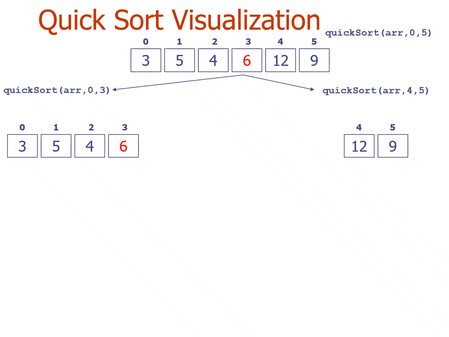Whether we include the 6 with the left subarray or the right subarray, it doesn't matter. It will always stay in its location. If we include it in the left subarray, it's always going to be the last value. If we include it in the right subarray, it's always going to be the leftmost value. So it's going to be 6, and then 12 and 9, and then when we sort, it's going to be 6, 9, 12. And we keep doing the same logic that we have described.